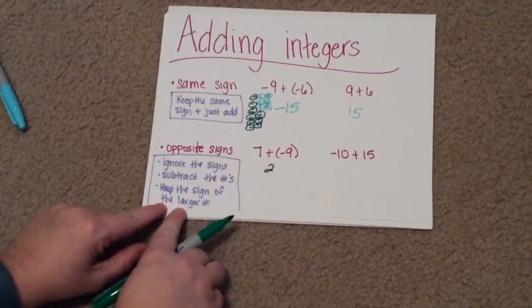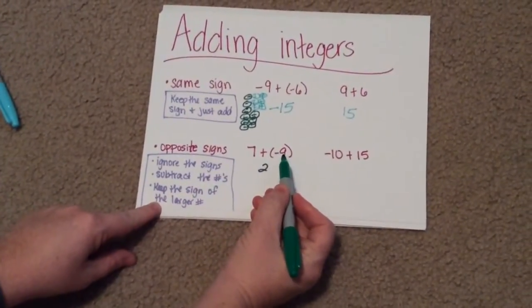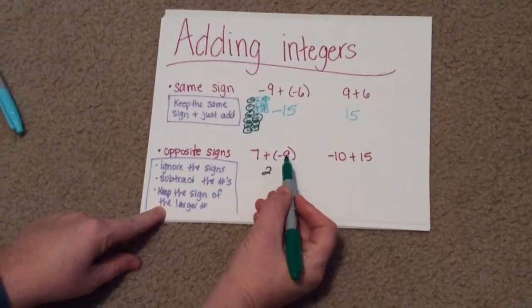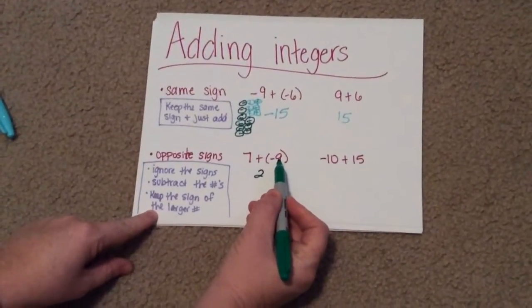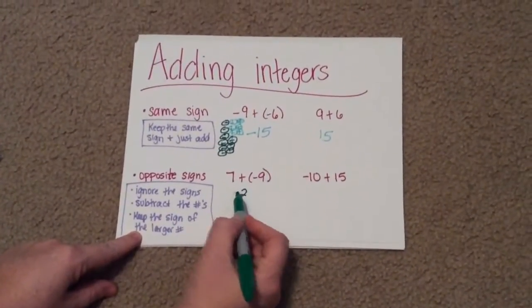I'm going to keep the sign of the larger one. Even though negative 9 is not bigger in value, I'm looking at the larger absolute value. So 9 is farther from 0, so 9 is larger here. It's negative, so my answer is negative.